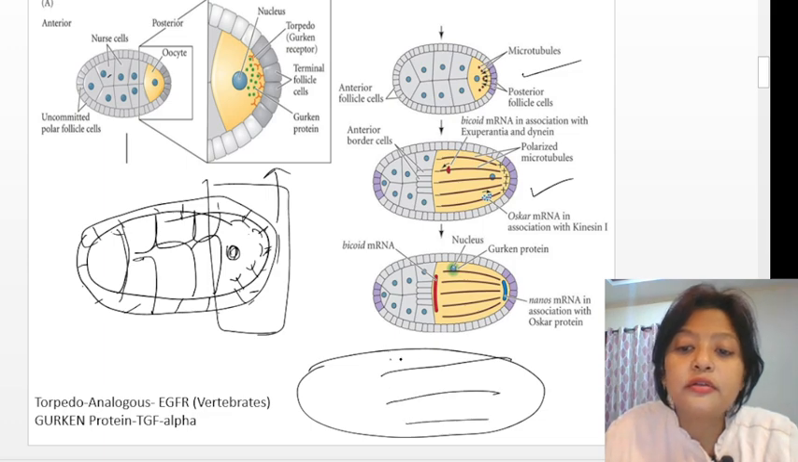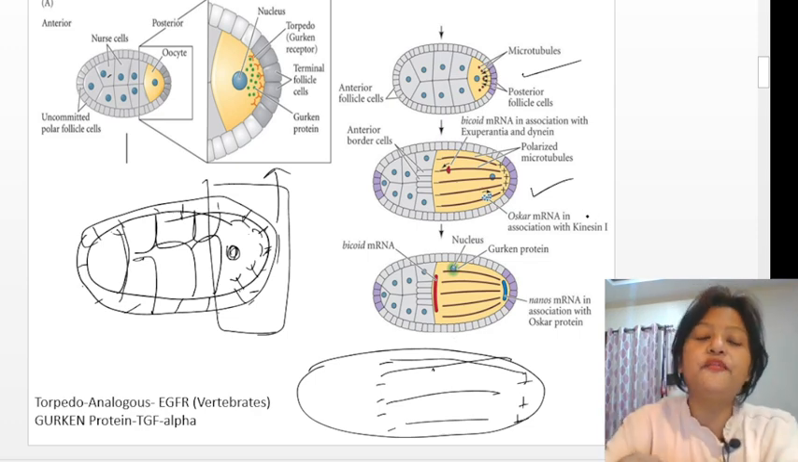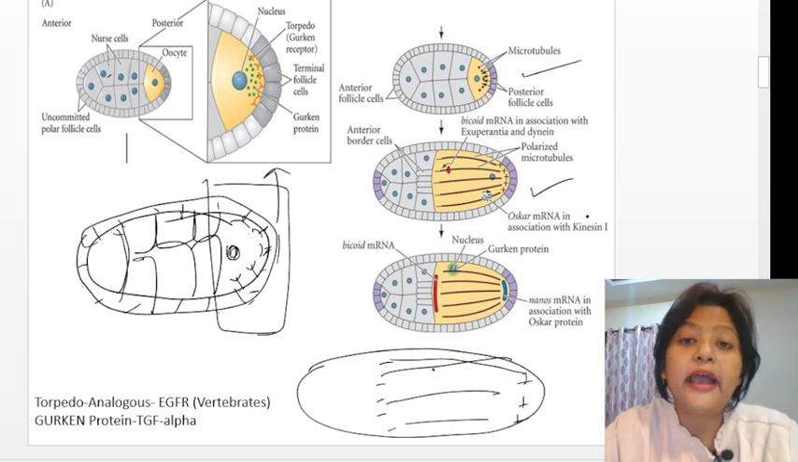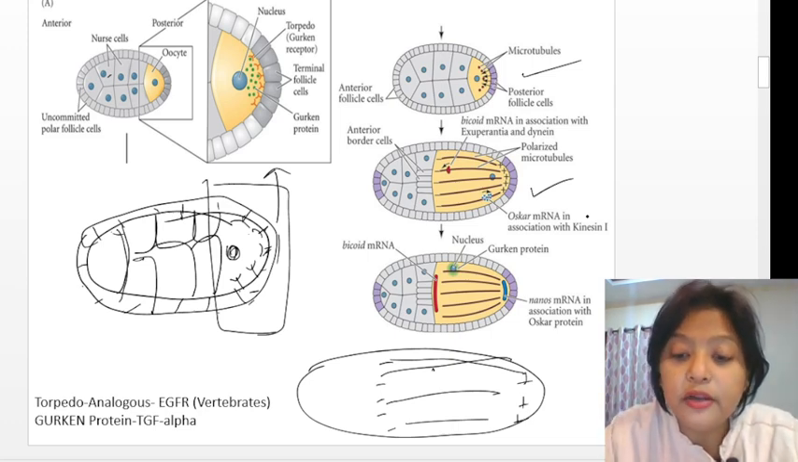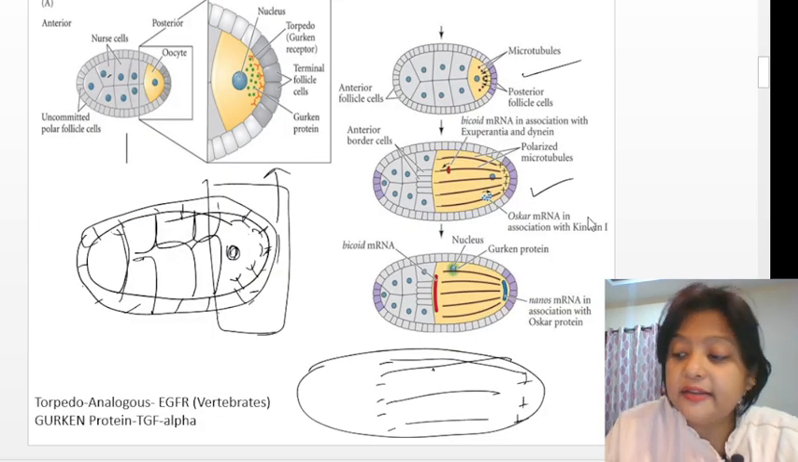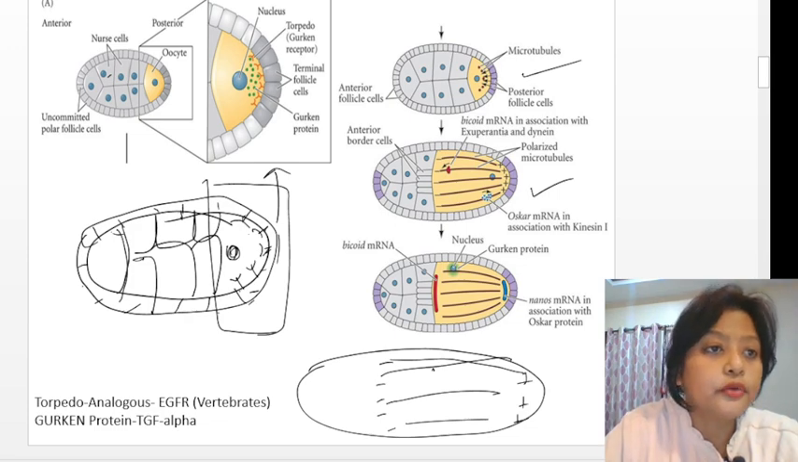There are two ends: one is the negative end and this is the positive end. There is a dynein protein, which will bind with the bicoid mRNA. Let me tell you one thing first. There is bicoid mRNA, nanos mRNA, hunchback, and caudal. There are these four types of mRNAs present out here. So basically, in a cell, in this part, what is happening is, I'll show you.